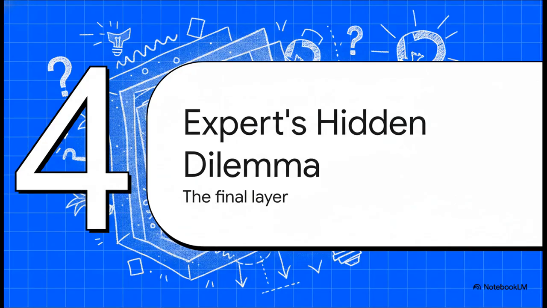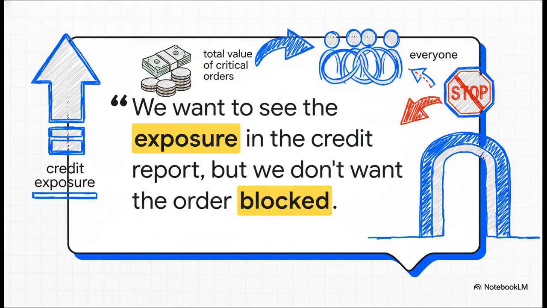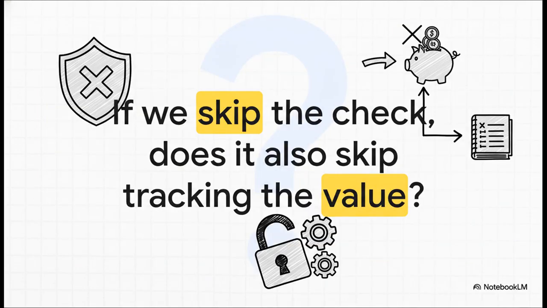But hold on. Just when we think we're done, just when we're about to pat ourselves on the back, a true expert asks one more question. They see the hidden dilemma that separates a good solution from a truly great one. And here it is. Here's the catch. Remember the original request? They said they want to track the credit exposure, the total value of all the orders for everyone. They need their financial reports to be accurate. They just don't want to block everyone. And this creates this very subtle but absolutely critical conflict. This is the million-dollar question right here.